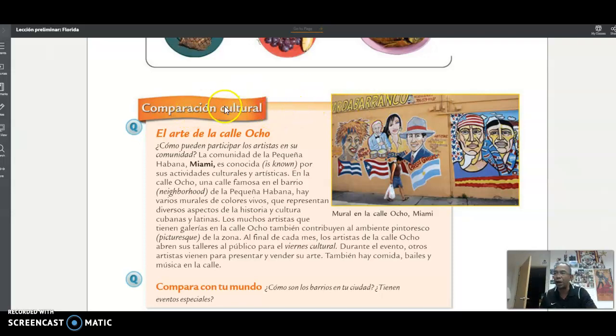Comparación cultural. Comparación is comparison. That's a cognate. Cultural. Cultural. That's a cognate as well, because they both look like the word in English, right? And they have the same meaning. It's just a different pronunciation.